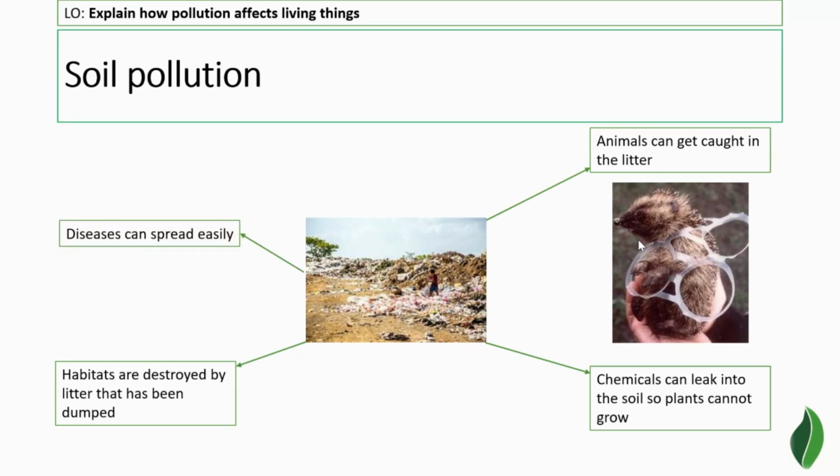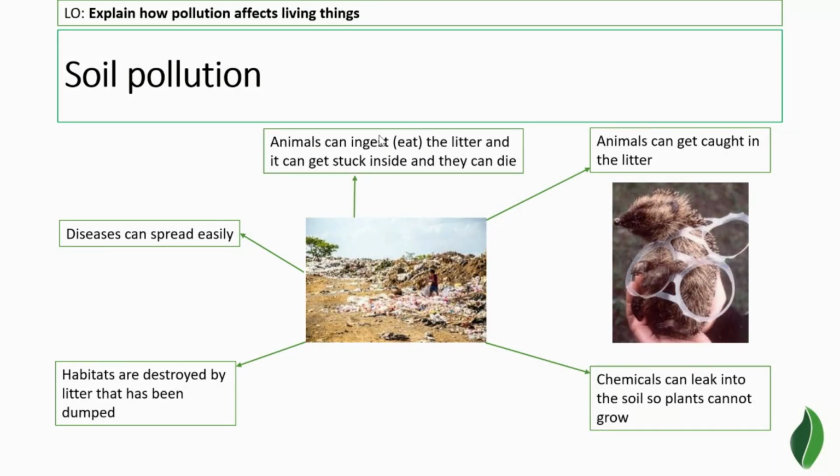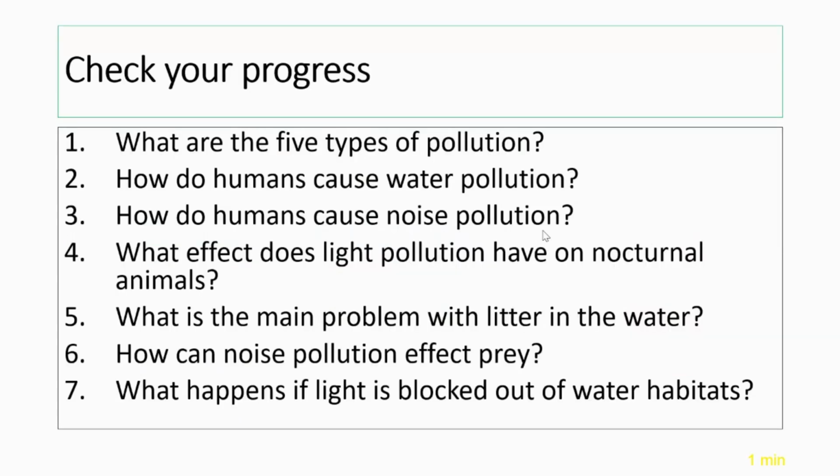Diseases can spread easily when there's lots of waste and lots of rubbish. Things are going to be able to be passed easily. Animals will come in here looking for scraps of food, but that food might not be very safe for them to eat. They can get unwell and they can spread diseases really easily. And animals can ingest, or eat, the litter and it can get stuck inside them and they can die from that as well.